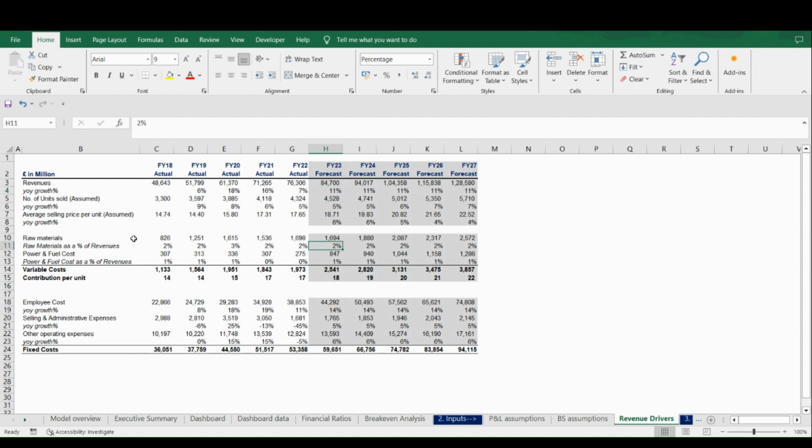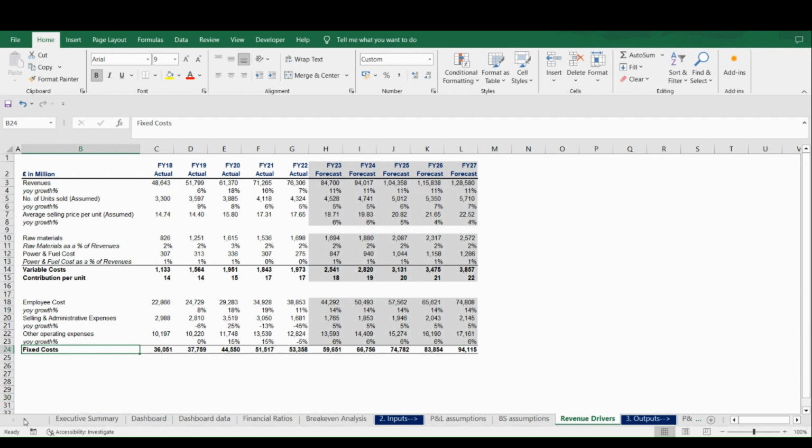Next up we have the raw materials and what would be the fuel cost. So we are measuring all the variable costs, and then we are measuring what will be the contribution per unit. That is the top line revenue minus our gross cost or our variable cost. Next up we have the employee cost, where we are measuring year on year growth. Then we have SNA, selling and administrative expenses, where we are measuring its growth year on year. Then we have other operating expenses, that is measuring the fixed cost.